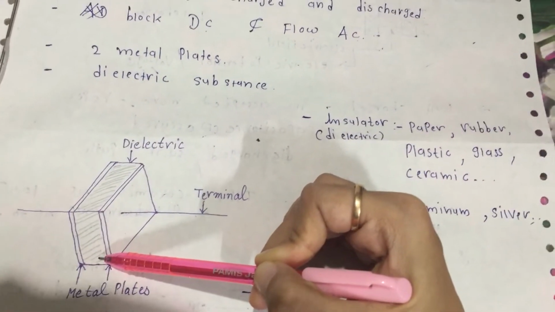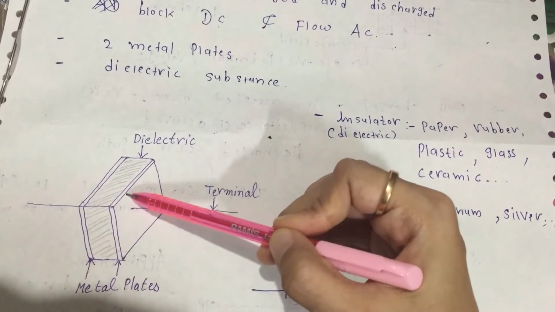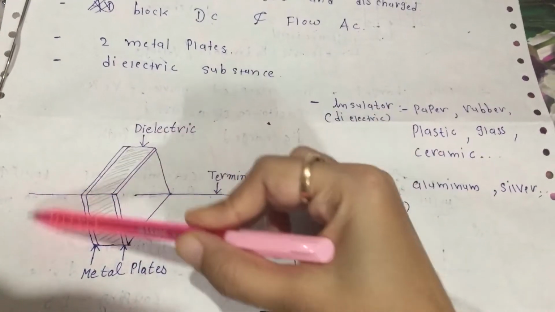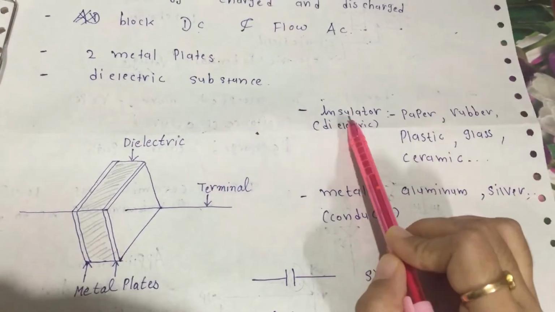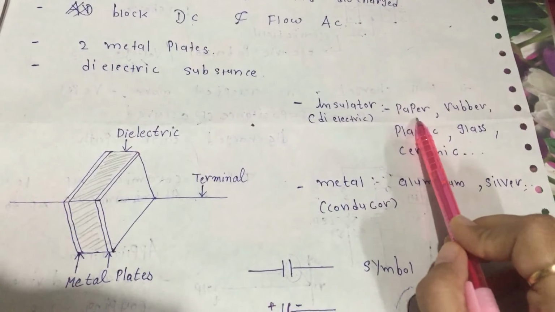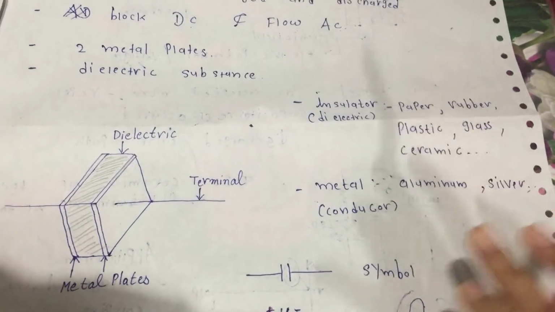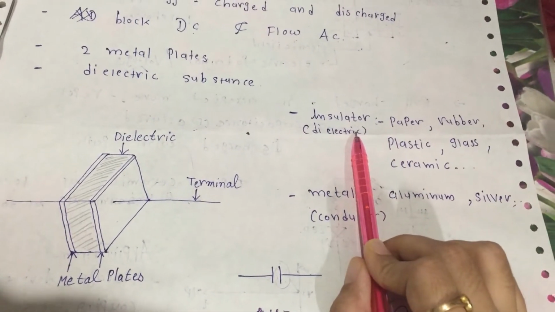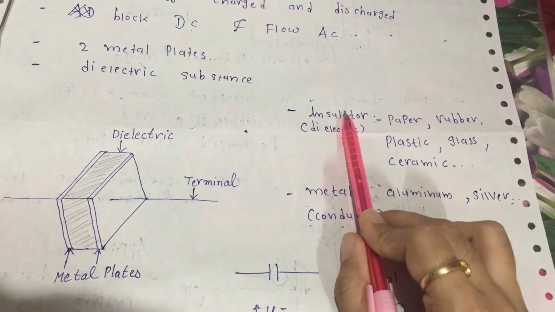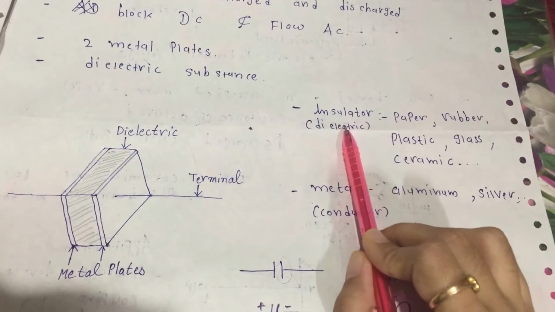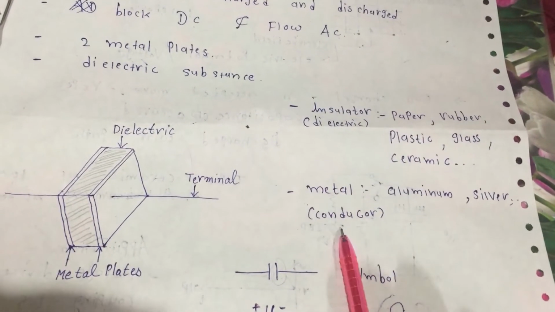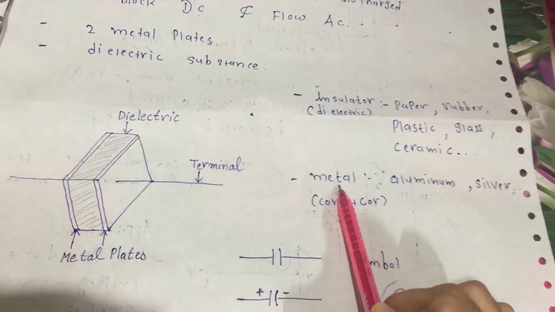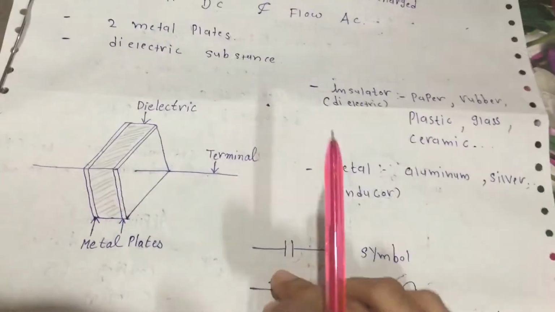Okay, so this is the dielectric material. Dielectric material means insulator. Alright, and these two plates are metal plates. Alright, so this is the structure of a capacitor. The dielectric or insulator is such as paper, rubber, plastic, glass, ceramic and more. Insulator means it cannot pass electric current or electricity. Okay, now metal is a conductor, it allows electricity to pass through it. Metal such as aluminum and silver. Alright, so you know the structure now.